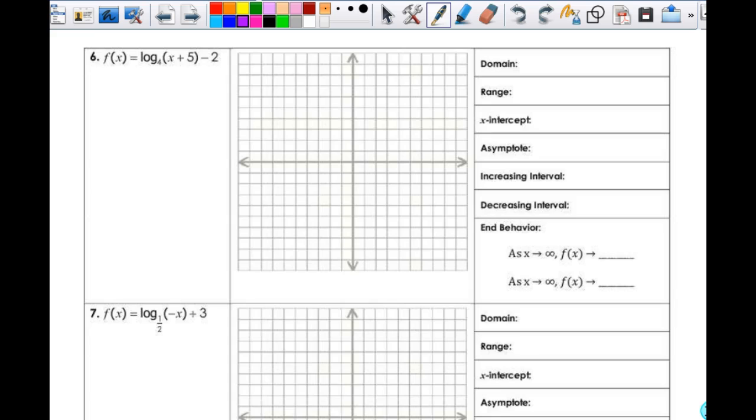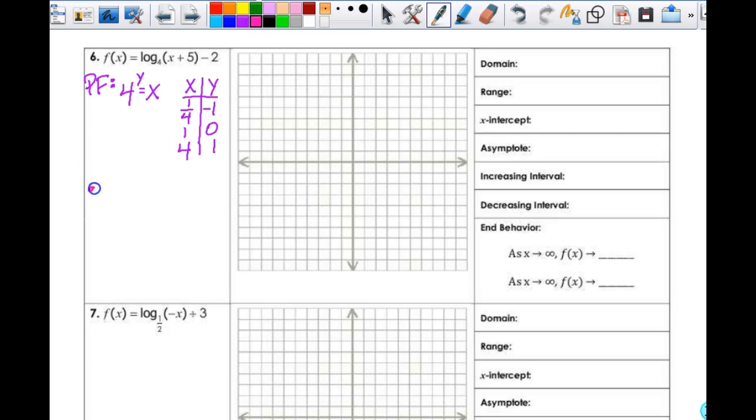So we get, write our parent function. We're going to go 4 to the y power equals x, right? Make my little t-chart. Need negative 1, 0, and 1. So that means when y is negative 1, this is 1/4. Then it would be 1 and 4.